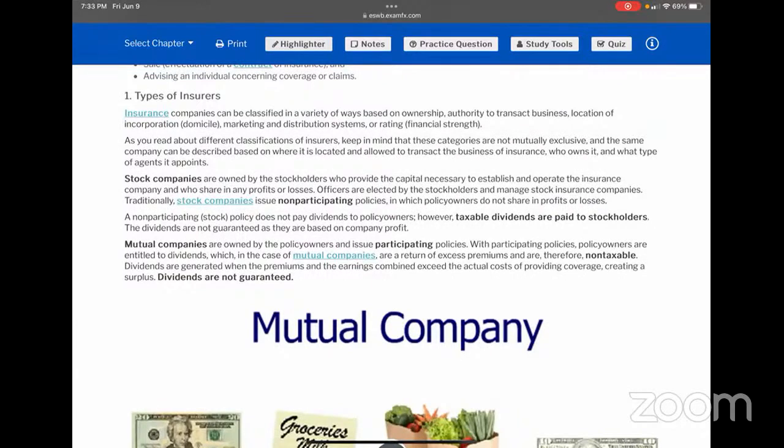On the other hand, you got mutual companies. Mutual companies are owned by the policy owners and issue participating policies. With participating policies, policy owners are entitled to dividends, which in the case of mutual companies are a return of excess premiums and are therefore non-taxable. Dividends are generated when the premiums and the earnings combined exceed the actual cost of providing coverage, creating a surplus. Dividends are not guaranteed.